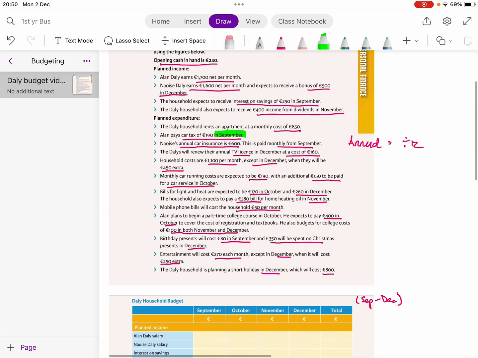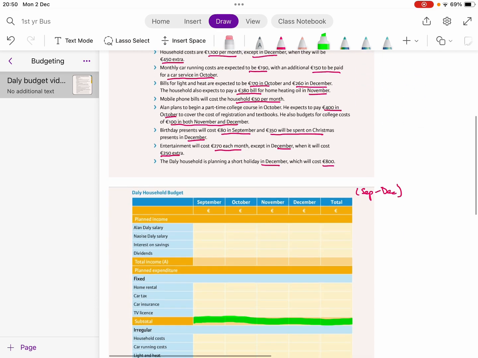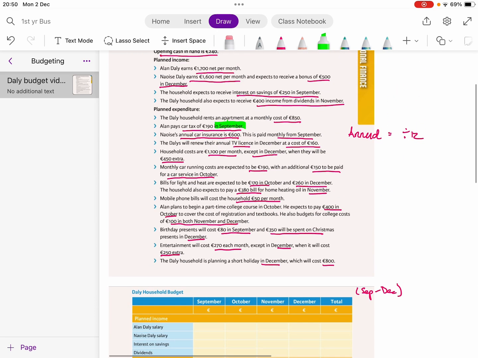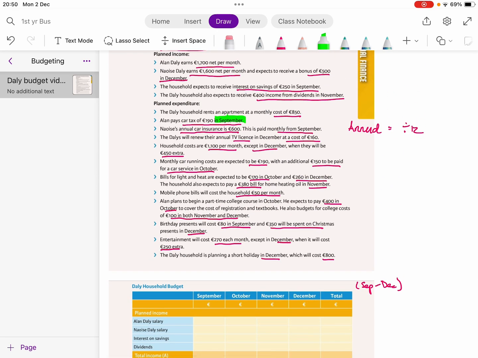So we're just going to start away, and we've done our opening cash. I put in the right figure and I'm going to start. So Alan Daly earns 1,700 per month. So I'm going to pop 1,700 into each of the months.